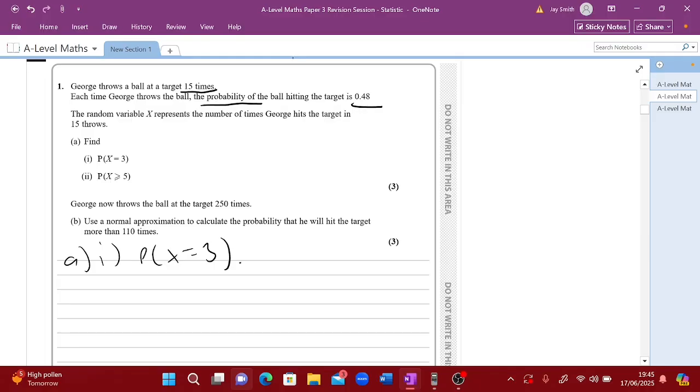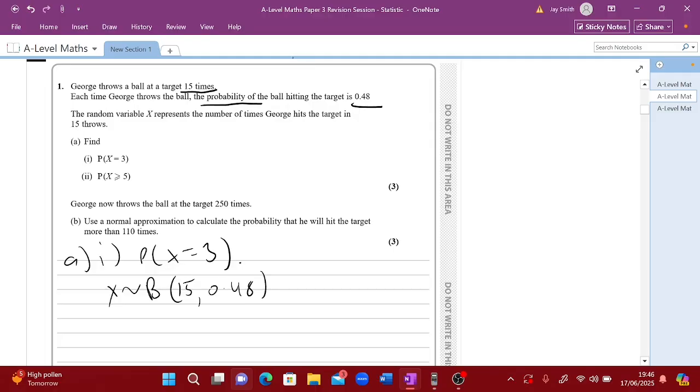Okay, well, obviously we're going to have to use some sort of distribution here. I think clearly we're going to use the binomial one, because it's discrete data. We're looking at how many times he hits the target, which is going to be a discrete number, an actual integer. So it's going to be a binomial, and every binomial is in the form B(n, p), where n is the number of trials and p is the probability that you want. In this case, we have 15 throws, so n is 15, and the probability we're interested in is him hitting the target, so it's 0.48. That's what we highlighted there.